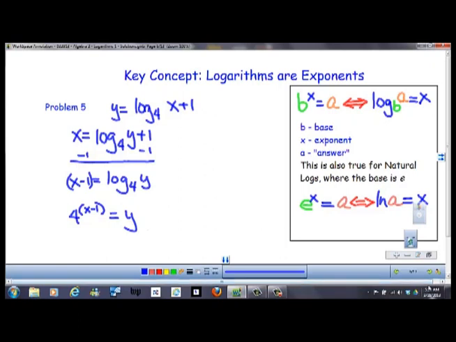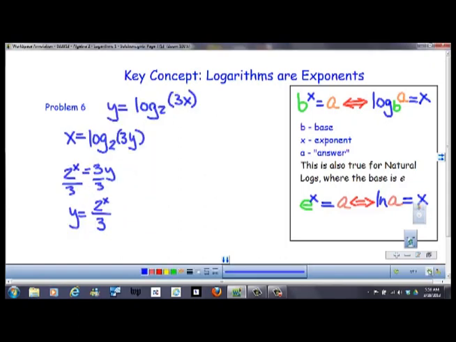Okay, simple enough. As long as we remember the power of parentheses. Y is equal to log base 2, parentheses 3x. X is equal to log base 2, parentheses 3y. So 2 to the x is equal to 3y. Then divide both sides by 3, and we get y is equal to 2 to the x over 3.